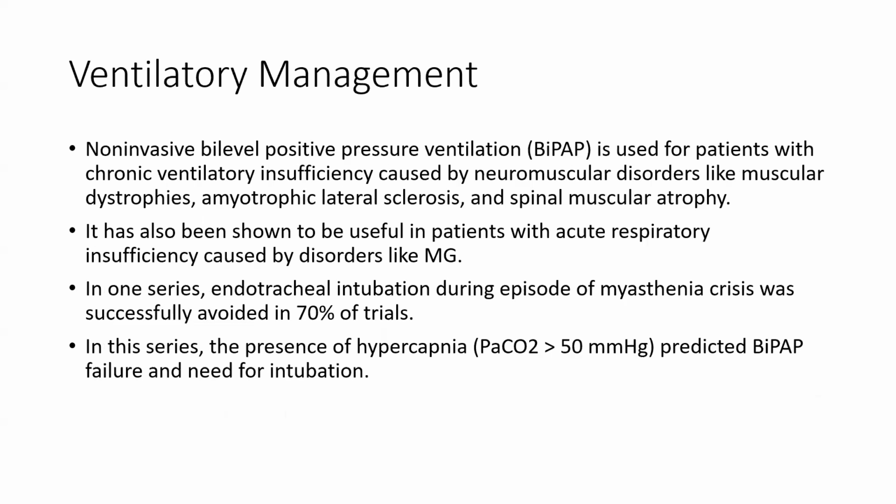Ventilatory management. Non-invasive bilevel positive pressure ventilation is used for patients with chronic ventilatory insufficiency caused by neuromuscular disorders like muscular dystrophy, amyotrophic lateral sclerosis, and spinal muscular atrophy. It has been shown to be useful in patients with acute respiratory insufficiency caused by disorders like myasthenia gravis. In one series, endotracheal intubation during an episode of myasthenic crisis was successfully avoided in 70% of trials. In this series, the presence of hypercarbia predicted bypass failure and need for intubation.